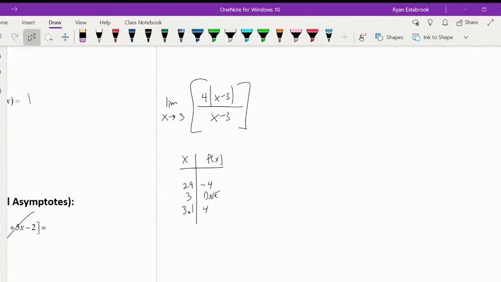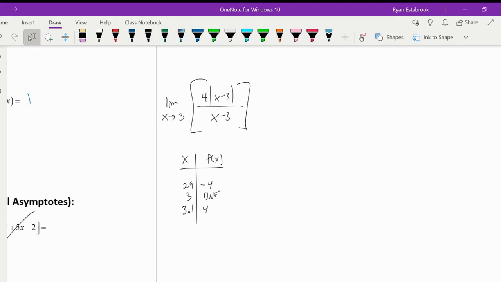One more example that's not in your notes that I'm going to have you try is the limit as x approaches 3 of 4 times the absolute value of x minus 3 over x minus 3. So to begin with, plug in 3, you get 0 over 0. Sounds indeterminate.